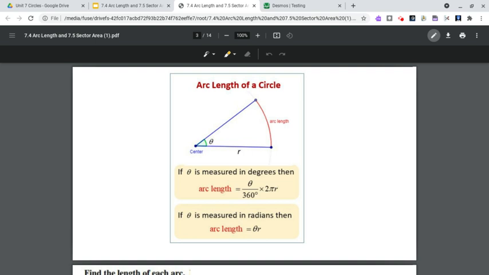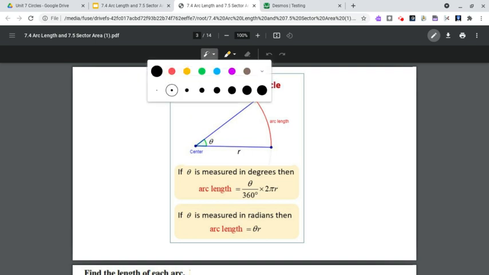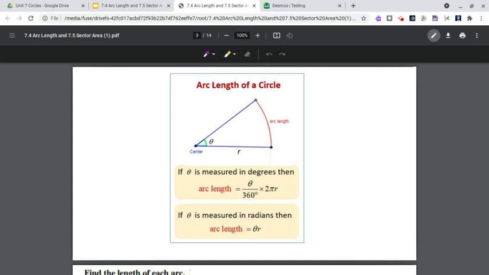One of the formulas is calculating arc length when they give you theta measured in degrees. So if you are looking for the arc length of a circle and the angle measure that they give you is measured in degrees, you are going to use this formula here. Arc length equals theta divided by 360 times 2 pi r when theta is measured in degrees.